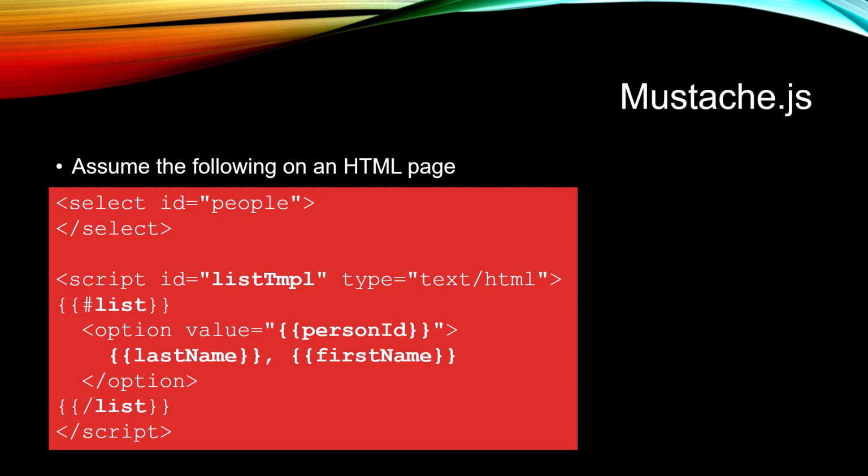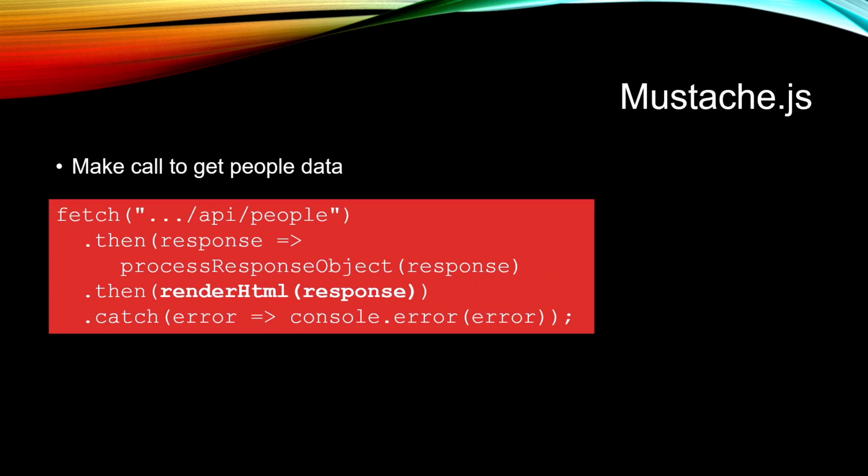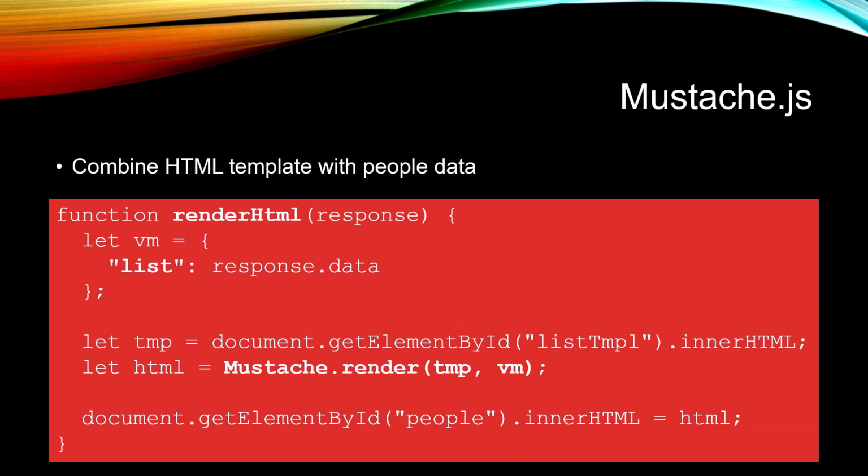Then inside of that, I'm putting what I want it to emit each time it iterates over this array. So each time I want an option with the value equal to the person ID, and then within the option and the closing option tag, I want the last name, comma, first name of my person. We make the call to get people data, just like we normally would. We process the response object, and then I'm going to call this method called render HTML. Well, this function takes your response.